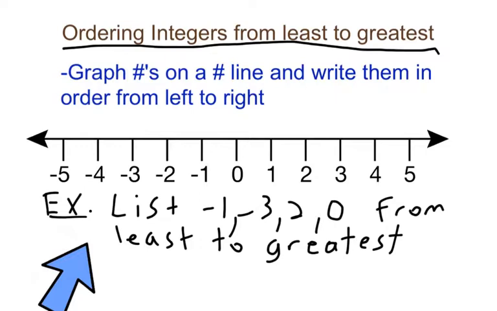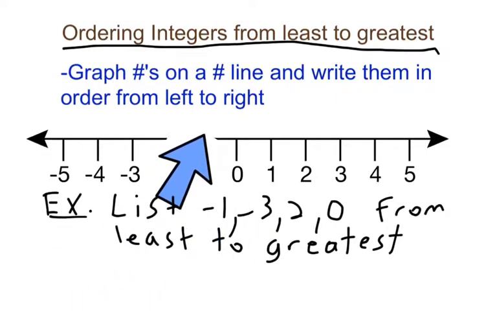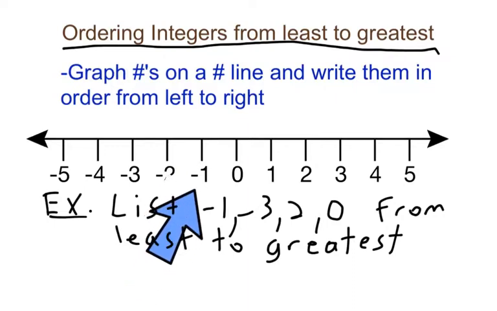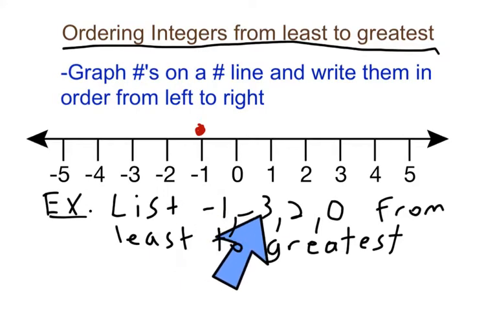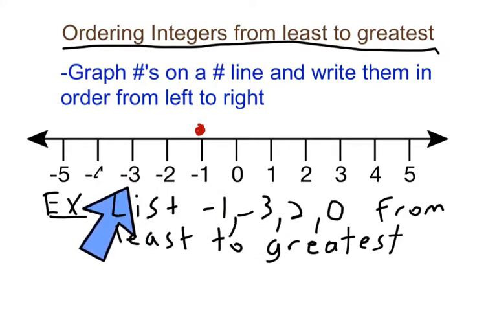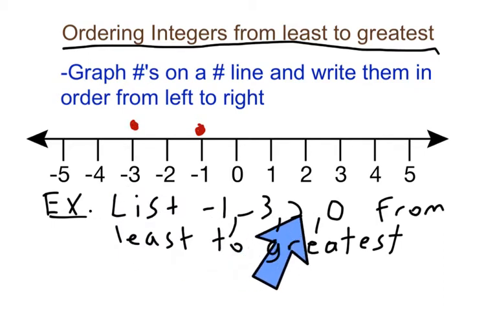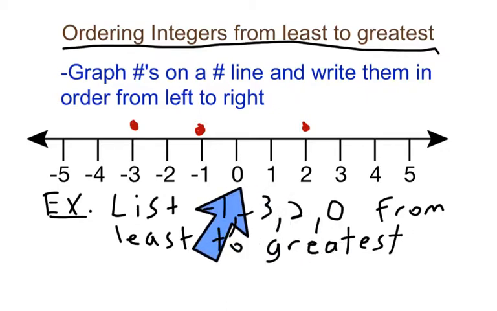All right. So we're going to graph each of these on the number line. So -1, I'm going to put a dot above -1. And then -3 is my next one. I'm going to put a dot above -3, which is over here. Then I have 2, that's over here. And then finally I have 0. I'll put it right above the 0 on my number line.